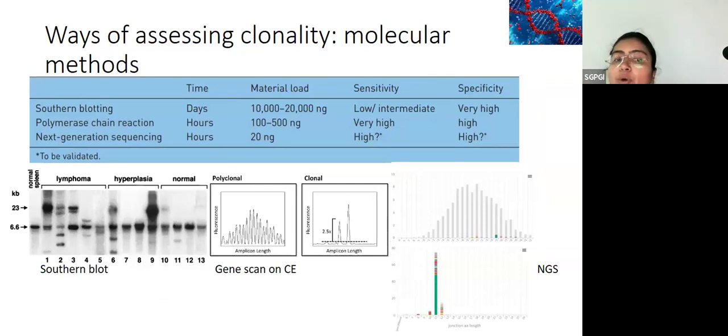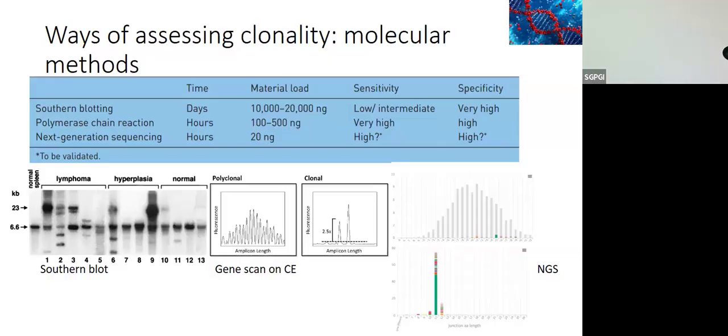So when we talk about the molecular methods, on the left you have the image of a Southern blot. This is the multiplex PCR and has been analyzed by GeneScan and capillary electrophoresis. And if you have a look at this, this is the NGS, where this is the kind of clonotype that they derive. And if this kind of clonotype doesn't exist, or if this green clone becomes the majority clone, you can say that something is monoclonal.